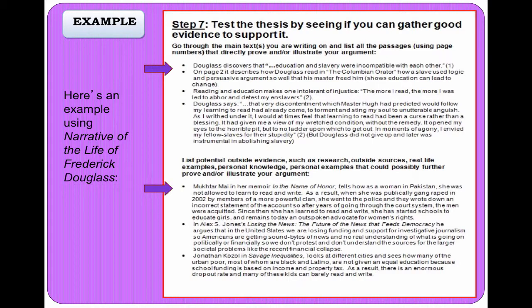List potential outside evidence, such as research, outside sources, real-life examples, personal knowledge, personal examples that could possibly further prove and/or illustrate your argument. You could use Mukhtar Mai in her memoir, In the Name of Honor, Alex Jones, Losing the News: The Future of the News That Feeds Democracy, and Jonathan Kozol's Savage Inequalities.